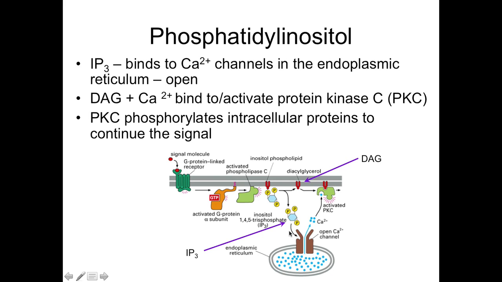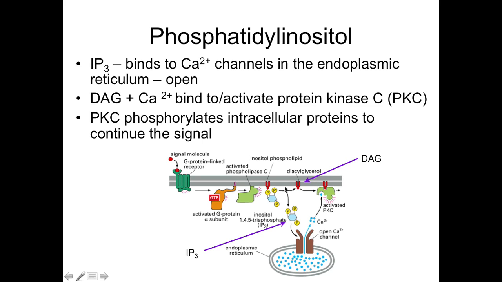So these two things happen simultaneously. The IP3, which is hydrophilic, diffuses to the endoplasmic reticulum and it binds to calcium ion channels, which stimulates them to open and release calcium ions into the cytosol. Okay, so IP3 activates calcium ion channels. Remember, the smooth endoplasmic reticulum is like a reservoir for calcium. So when those calcium ion channels open, calcium is going to diffuse into the cytosol because calcium concentrations are very low in the cytosol and very high in the endoplasmic reticulum.